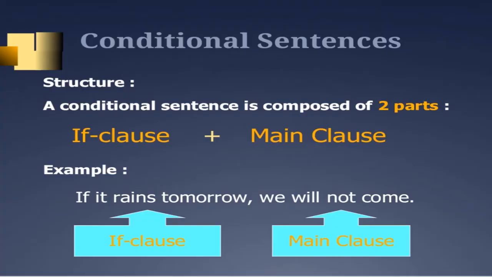The structure of a conditional sentence is composed of two parts, if clause and main clause. For example, if it rains tomorrow, we will not come. "If it rains tomorrow" is the if clause and the other one is the main clause.